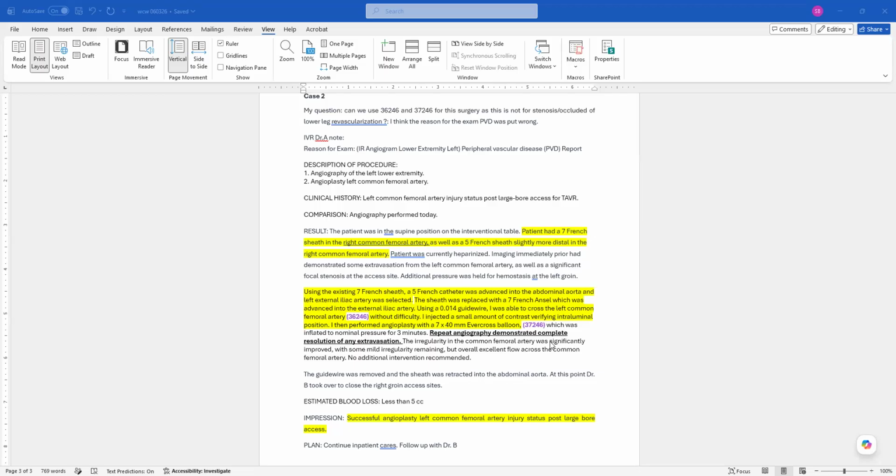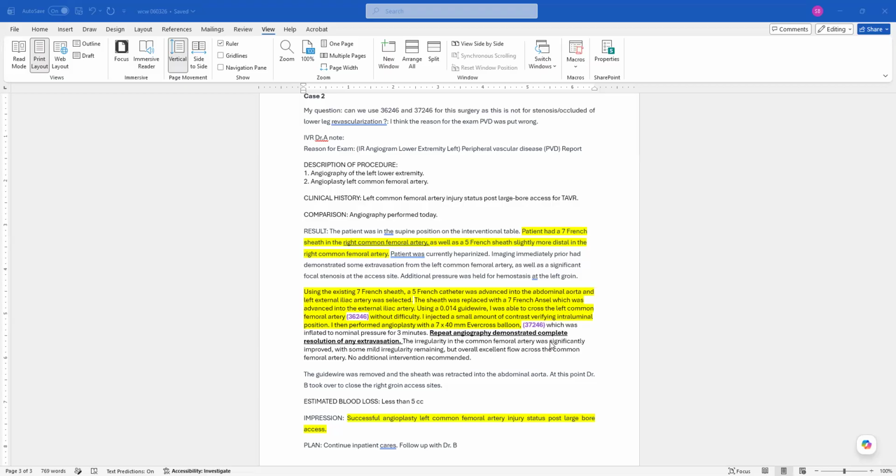So when we look at the details of the report, because this is really the main question is, do we use the lower extremity revascularization codes for stenosis or occlusion, or do we use the regular angioplasty code? So when we get into this report and we're actually looking at the procedure that was done, I confirm that angioplasty was performed.